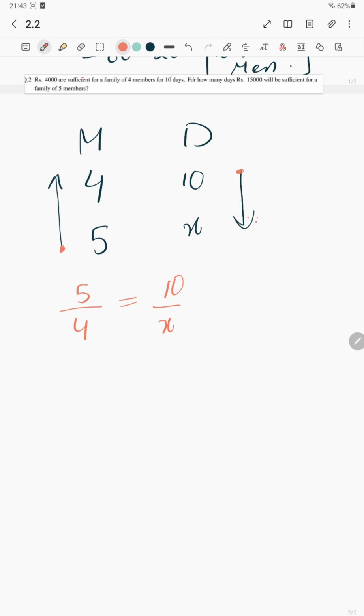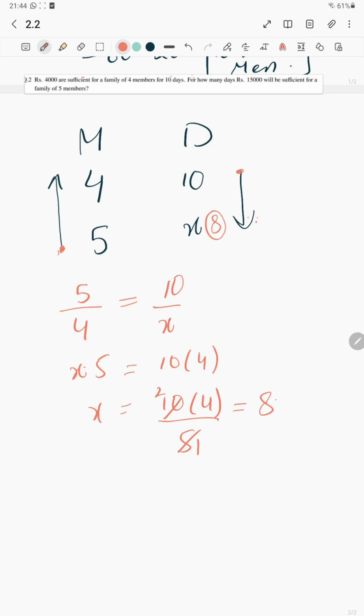What is inverse proportion? If one thing increases, the other decreases. It means if we have more members, the food is sufficient for fewer days. If we have fewer members, the food is sufficient for more days. So this is inverse proportion, and we put opposite signs and always start writing from the tip, 5/4 and 10/x. So 5x is equal to 10 into 4, x is equal to 10 into 4 by 5, 5 into 10 gives 8. So there would be 8 days.